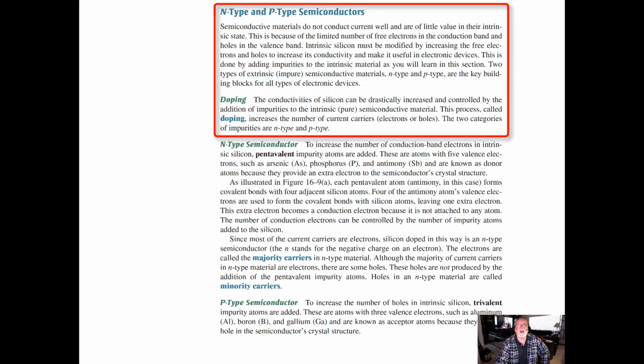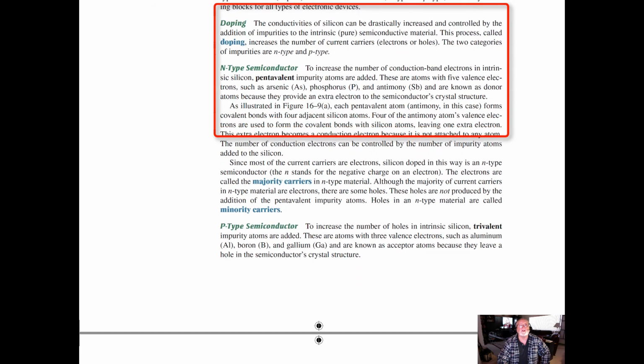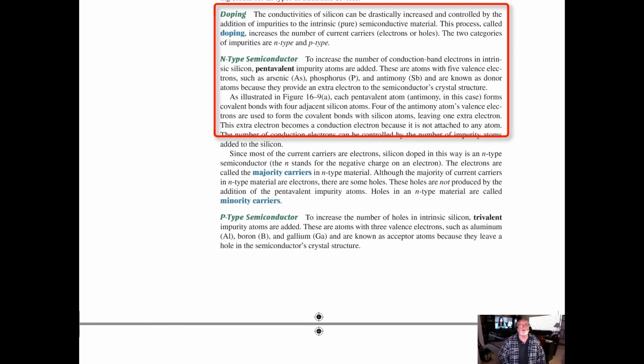This is done by adding impurities to the intrinsic material, as we'll learn in this section. Two types of extrinsic or impure semiconductor materials are the N and the P type, and they are the building blocks for all types of electronic devices. So how do we do this? As I said, we do something called doping.